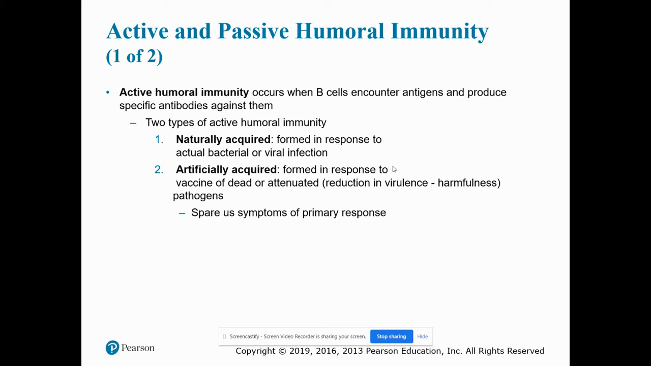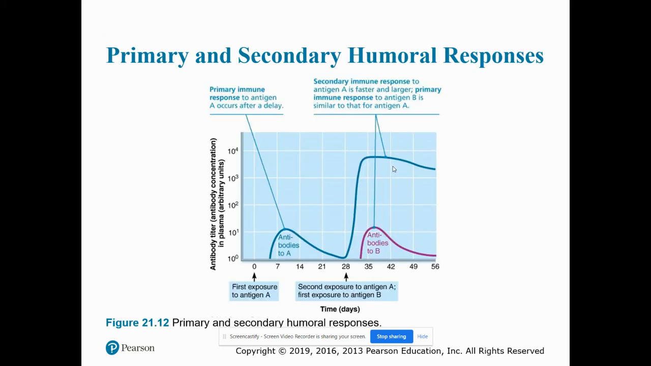And what vaccines do is they just spare us the symptoms of the primary response. So if we go back, what the vaccine is going to do is allow this to kind of happen, but because there's less virulence, it's not going to get us sick. And then if we're exposed to the same thing a second time, you can see our immune system is going to react much more rapidly.